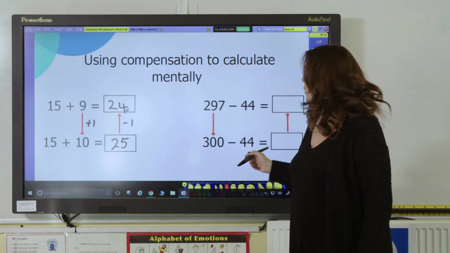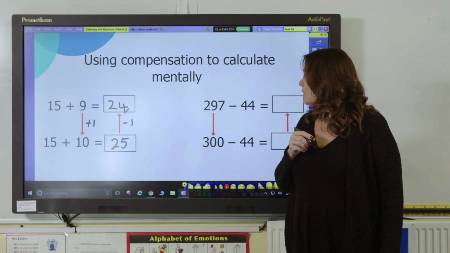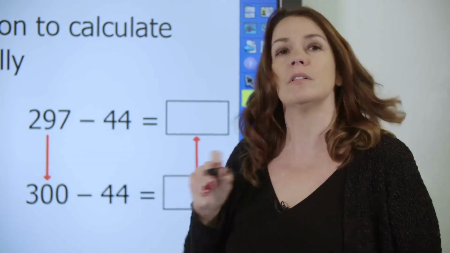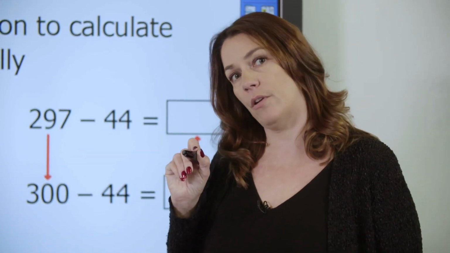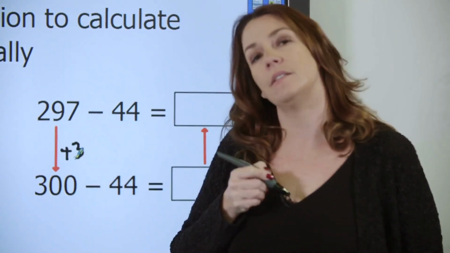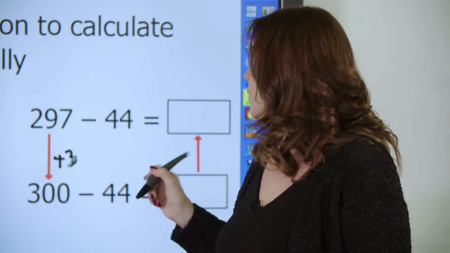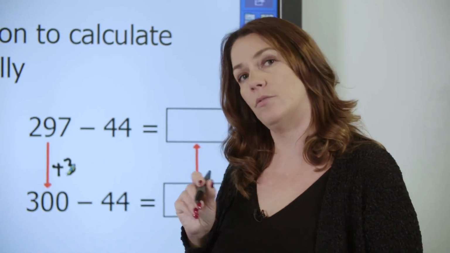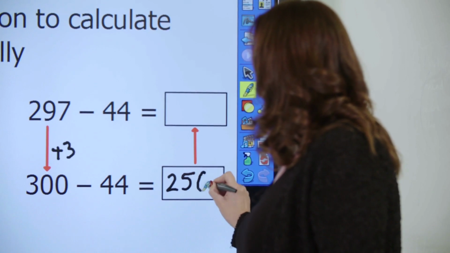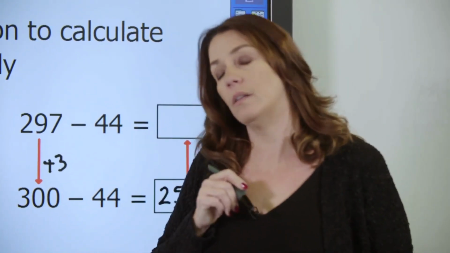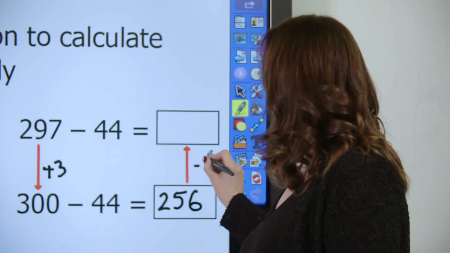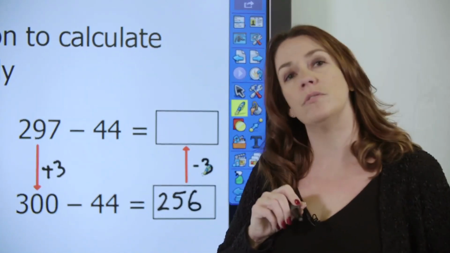Let's have a look at another example. Here I have 297 take away 44. It makes more sense to adjust this number because it's close to 300. So I'm going to add 3 on to turn it into 300. Then I can take away my 44, which will give me an answer of 256. Again, I need to adjust my answer. I've added 3, so now I need to take 3 away from the answer, which will give me 253.